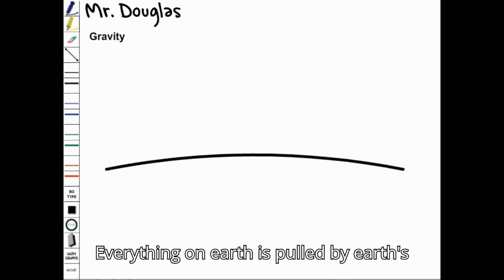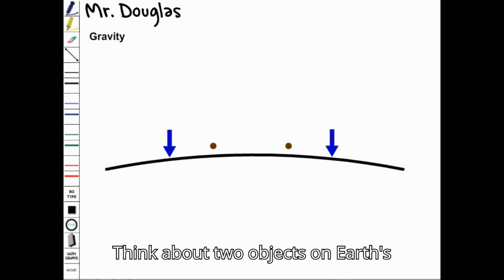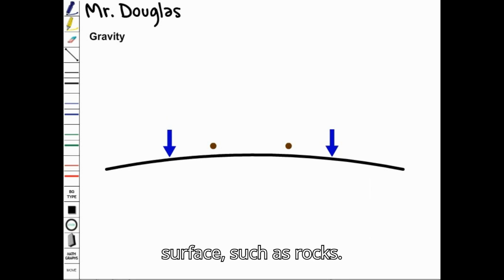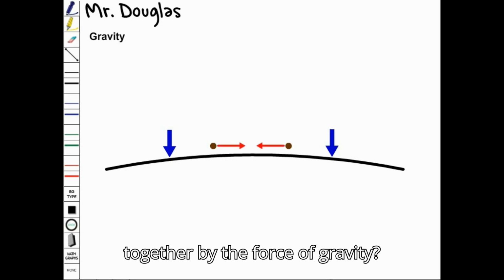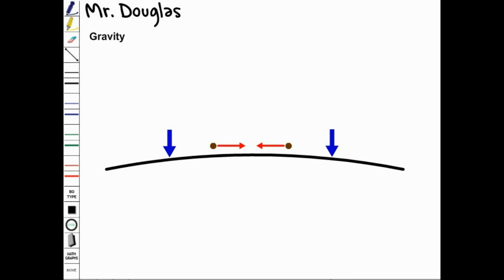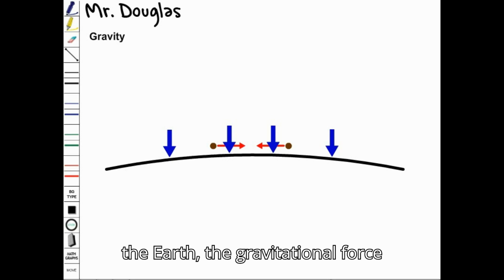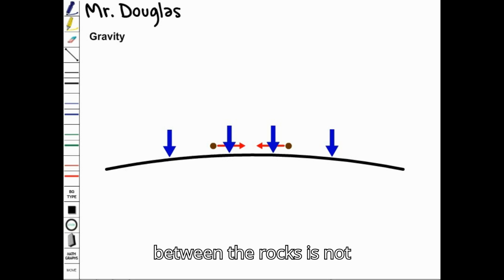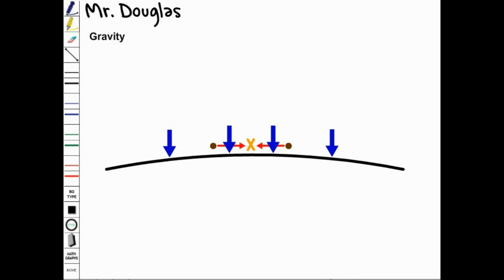Everything on Earth is pulled by Earth's gravitational force. Think about two objects on Earth's surface, such as rocks. Why don't these two rocks get pulled together by the force of gravity? Compared to the gravitational force of the Earth, the gravitational force between the rocks is not large enough to cause any motion between them.